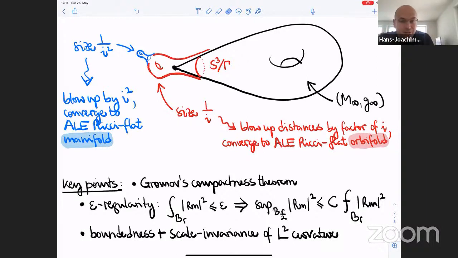And then maybe really the single most important point is the last one: I've been assuming that there's only a finite, or a bounded, amount of L2 curvature to go around along the sequence, and that the L2 norm of the curvature is scale invariant in dimension 4. Curvature is like 1 over distance squared. L2 curvature is like 1 over distance to the 4th times volume, which just goes like distance to the 4th, so it's scale invariant.